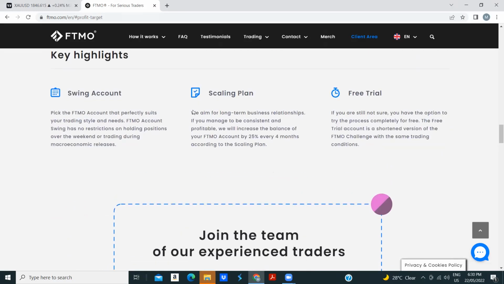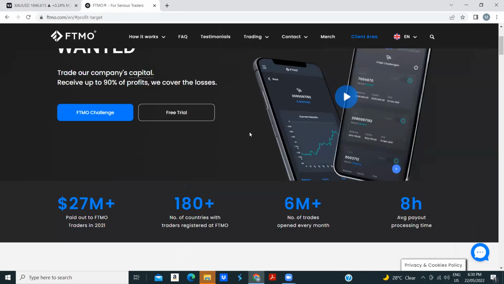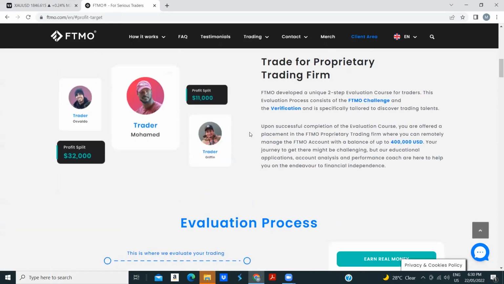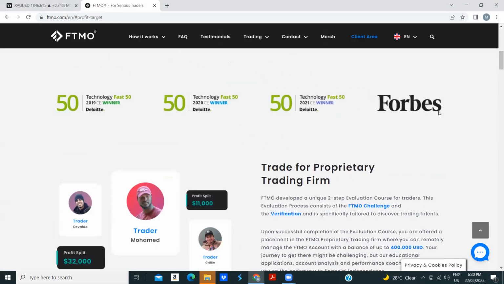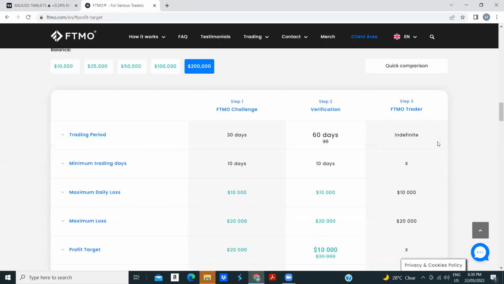Then they have a scaling plan. If you increase the balance of your FTMO account by 25% every 4 months, it means that every 4 months, if you're consistent, they will give you 25% more. The maximum capital you can trade is 400K. They have been listed on Forbes and all these things.